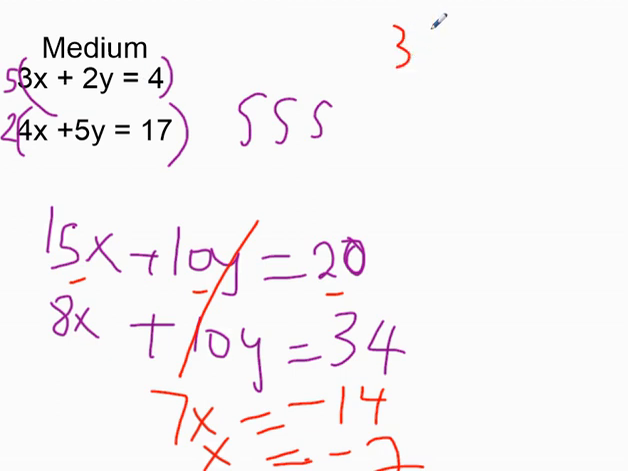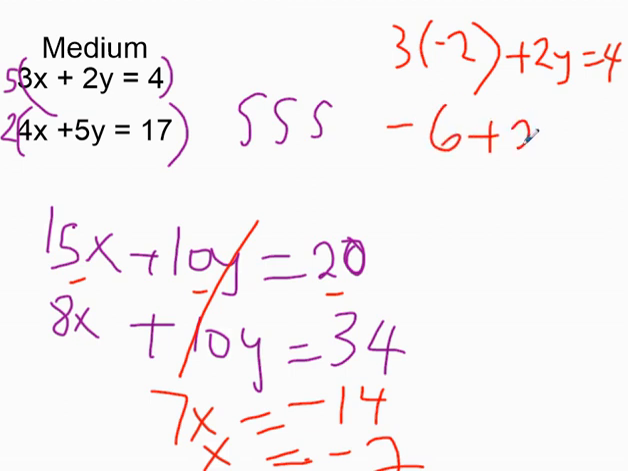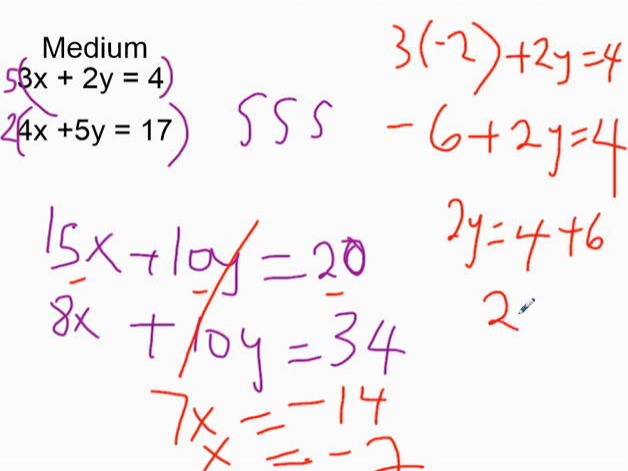So 3x, instead of the x, we'll write negative 2, all right, plus 2y equals 4. That's the original equation, but we're substituting the value of x into our x here. So this becomes negative 6 plus 2y equals 4. All right? So now your 2y becomes 4. Remember, if you have to get rid of this negative 6, you've got to add 6 to it. And then you have plus 6 there. And then your 2y is 10. And to get your y, we divide both sides by 2, and your y would be 5.